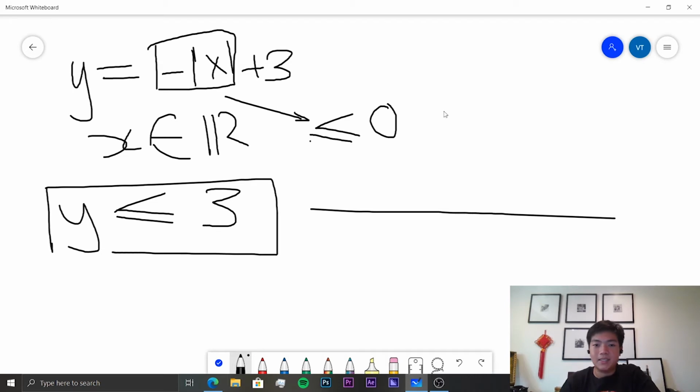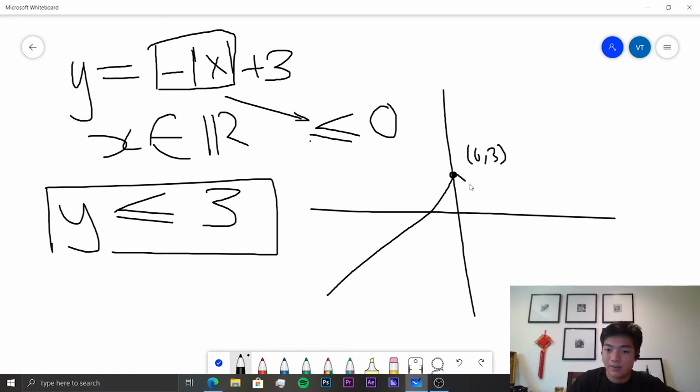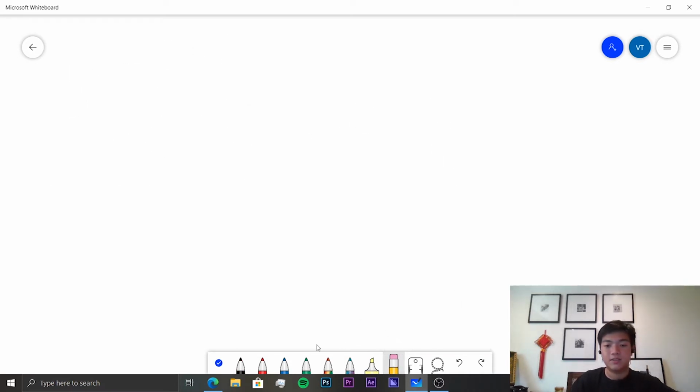And if we sketch this, well, let's think. y equals the negative absolute value of x plus 3. Well, when x is 0, y is at its peak at (0, 3). And it would just go downhill from there. It would look sort of like this. Okay, now on to the next one.